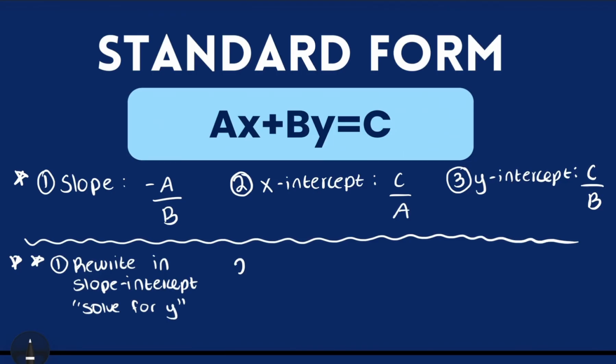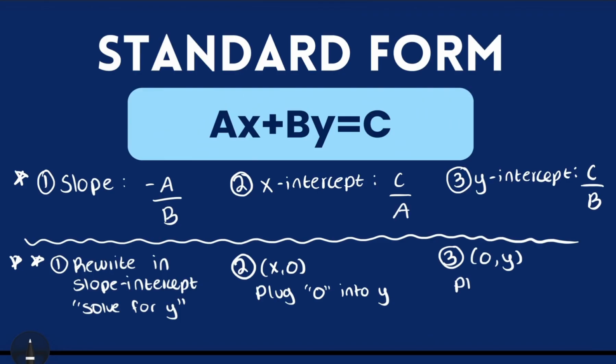Now, in order to find my x-intercept, remember that your x-intercept is always when y is 0. So all you're going to do is plug 0 into y. And for your y-intercept, remember that it's just 0 comma y. It's always when x is 0. So you're going to plug 0 into x.